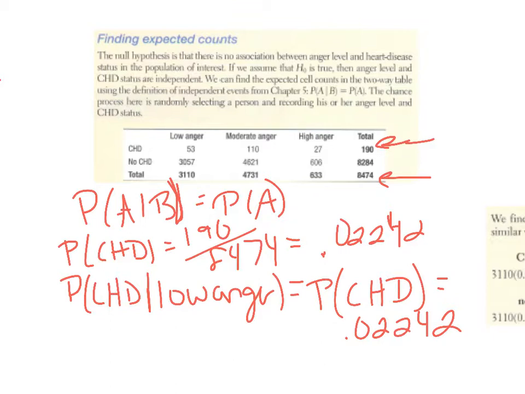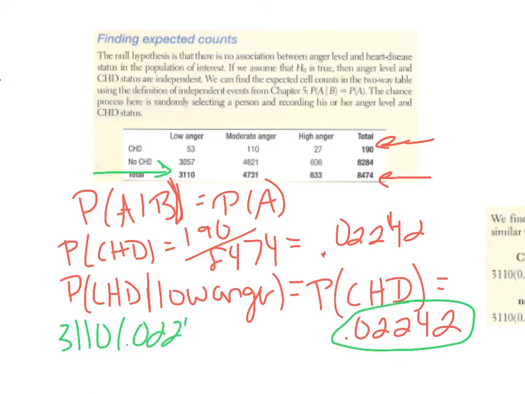So for instance, in the low anger people, there were 3,110 that were low anger people. So what we're looking for is what 2.242% of them are. We would expect this probability of people with low anger to have coronary heart disease. Okay, so I have my 3,110 times 0.02242, which gives me 69.73. So that's what I would expect to see of the low anger people with coronary heart disease.